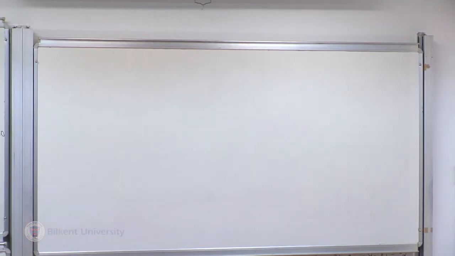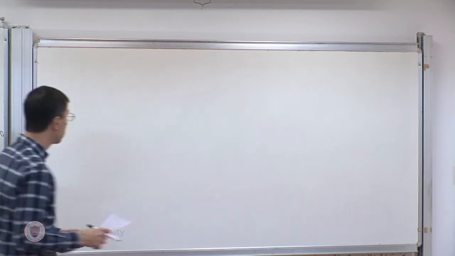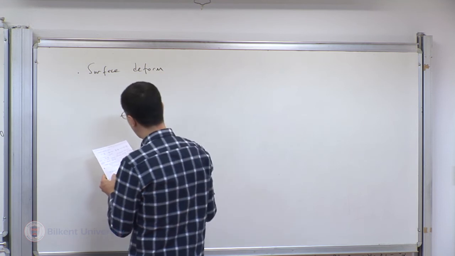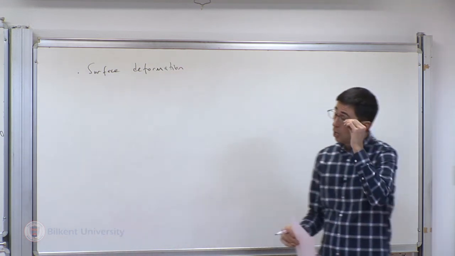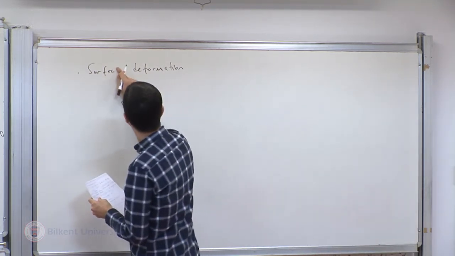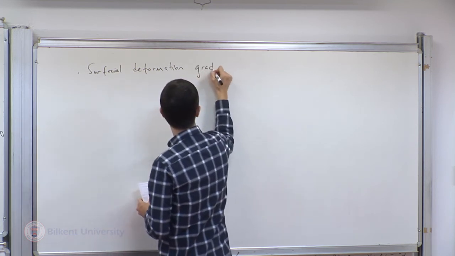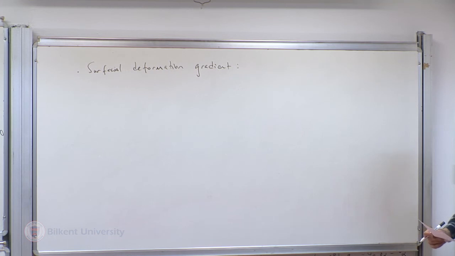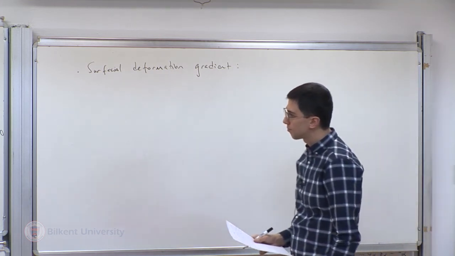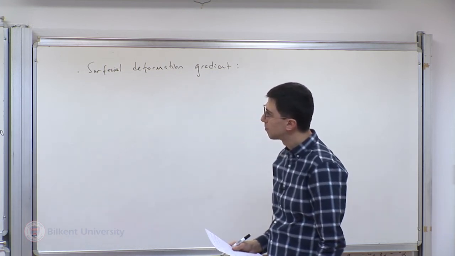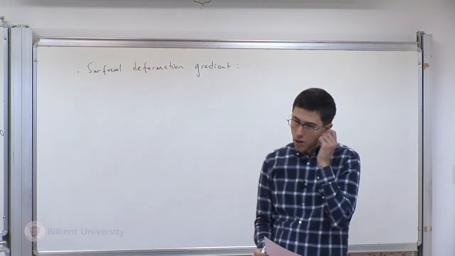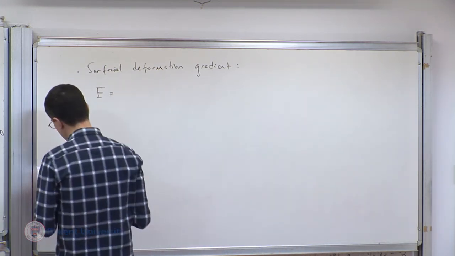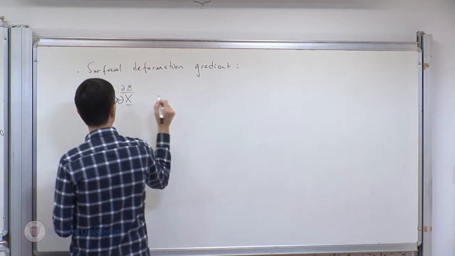So deformation gradient is a concept that I need to also develop for such a surface, because, as we know, it is a central concept towards the description of balance laws. So I'm going to talk about the surfacial deformation gradient. Now, the deformation gradient, it's always what it is. So when I write F, it's going to be del x over del capital X.